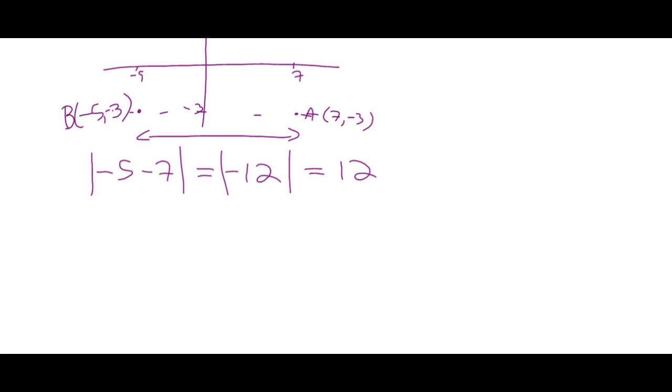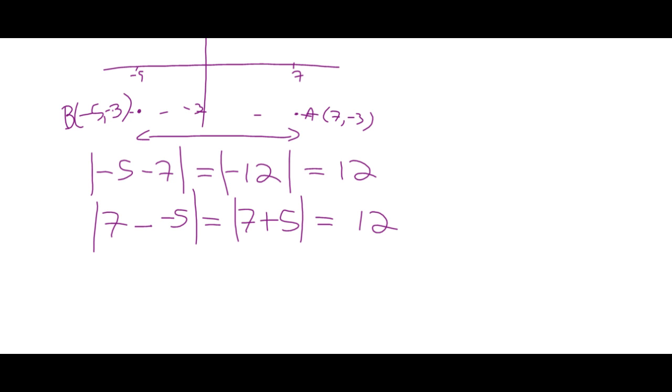And you say, fine, you went from B to A. What if I go from A to B? What if I go 7 minus negative 5? 7 minus negative 5 is 7 plus 5, which is 12. I don't need any absolute value. Okay, but we're going to put that on.